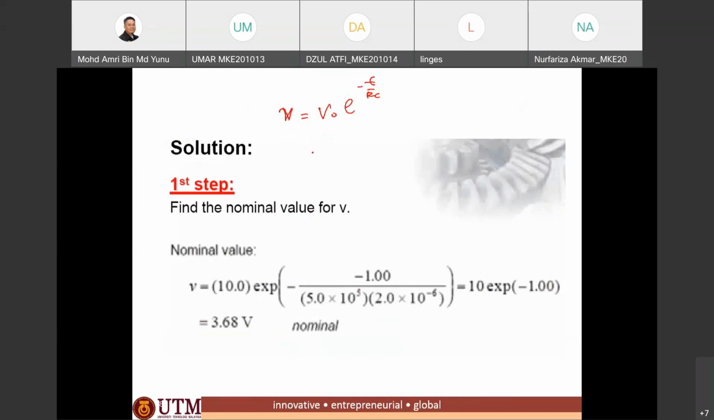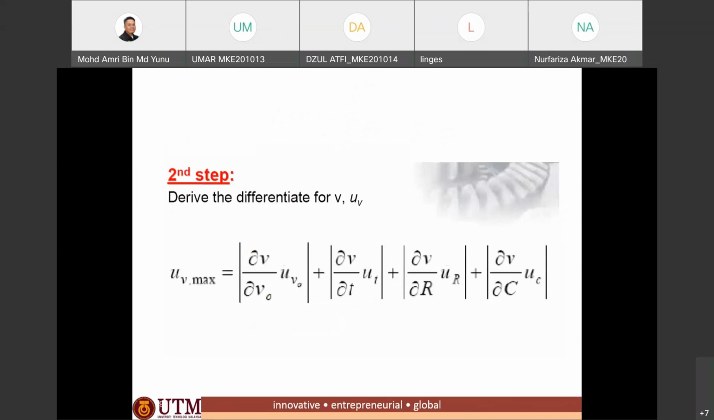So we plug in all the values. We get 10 exponent negative 1, which is equivalent to 3.68 volts. So that's the nominal value. We hold that nominal value. So second step, we derive the independent value. Derive, so we need to do each part.